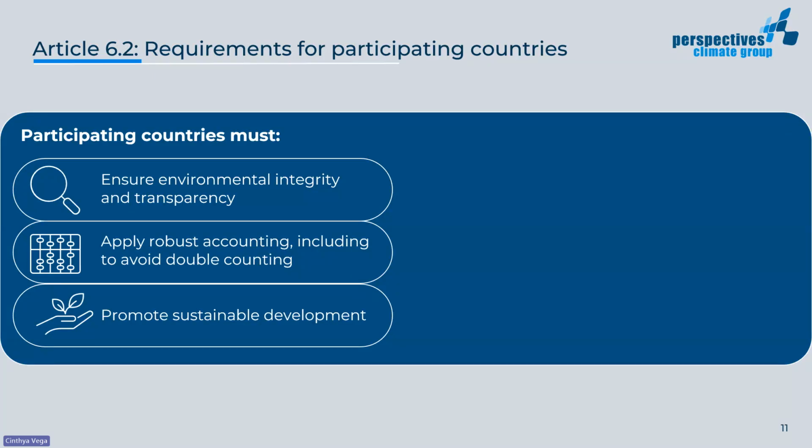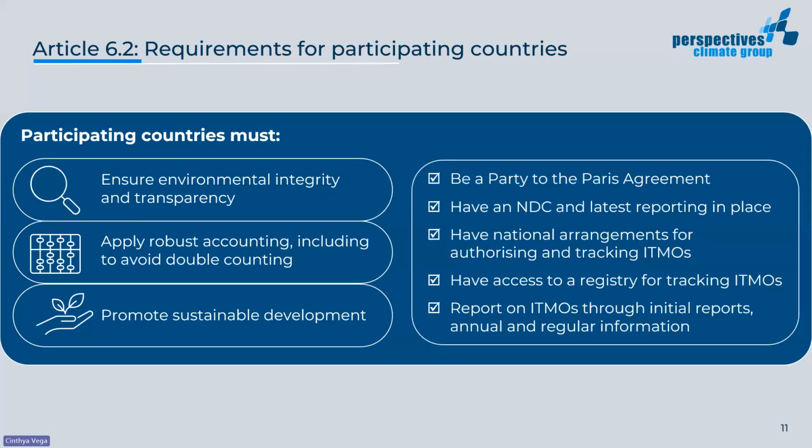The way countries are meant to accomplish this is then operationalized by another set of criteria, which is, for example, be a party to the Paris Agreement, have an NDC that is updated and having the latest reporting in place, national arrangements for authorizing and tracking the ITMOs, have access to a registry for tracking ITMOs, and this can be either the international registry or a national registry, and report on ITMOs through initial reports, annual and regular information. So basically, countries that want to participate under Article 6.2 need to have these national arrangements for authorization, tracking, and reporting of ITMOs.